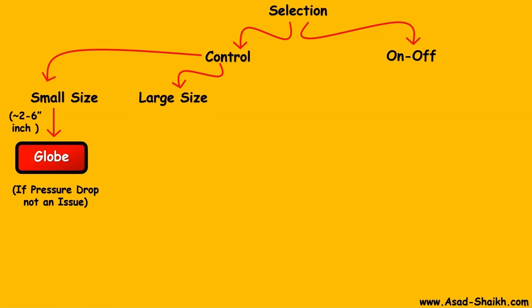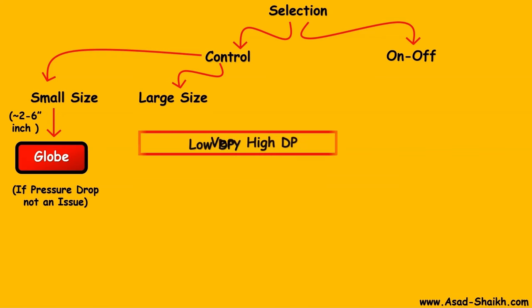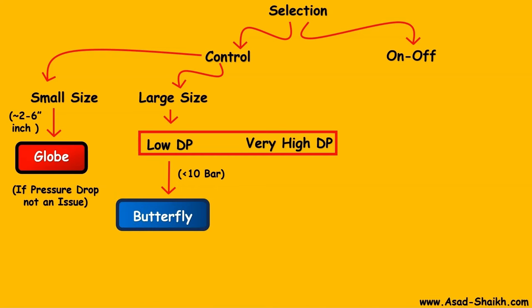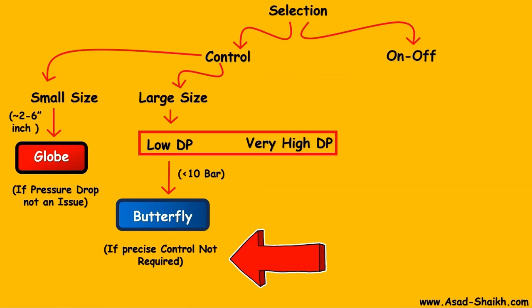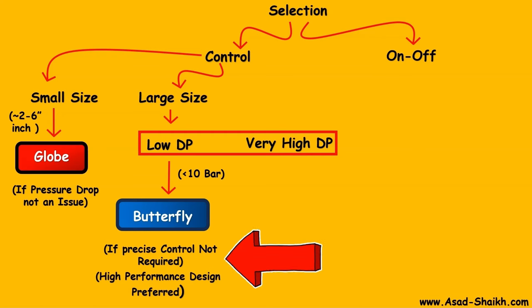Now if the size is large, then what do you do? Then you look at the DP. Is the DP low or high? If the DP is low, in the range of, you can say, 10 bar or less, for example 2 bar, 3 bar, somewhere like this, the preferred choice can be a butterfly valve, so you can save a lot of cost in materials. Also, butterfly valve is recommended only if precise control is not required, and it is preferred that you have a high performance design that can be used for control application.